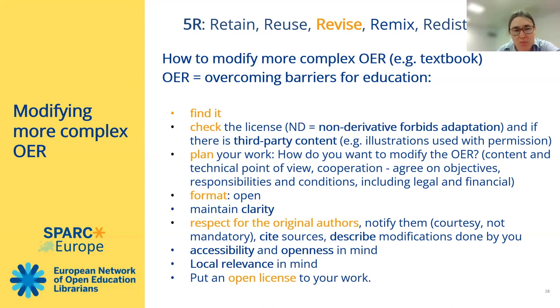When we modify a complex open educational resource, we have to mind the accessibility and openness and also local relevance. For example, when there is a cited law from another country, we have to check our law, or we have to check our conditions in our countries or the conditions of the target group. And in the end, we have to put an open license on our work, a license which should be in agreement with the original license, or at least not in conflict.